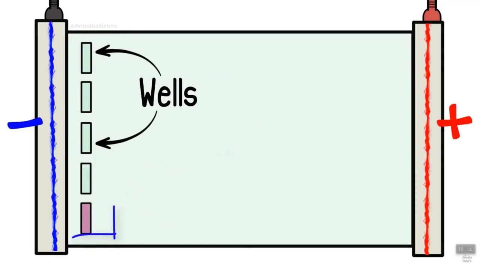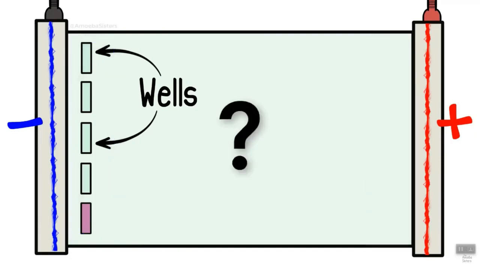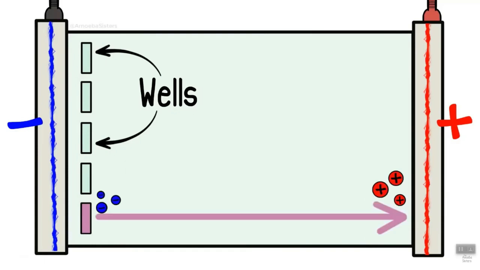The area of the gel where the wells are is negatively charged, and the area of the gel here is positively charged. So guess where the DNA will travel towards? Well, since it's negatively charged, it's going to travel to the positive side.